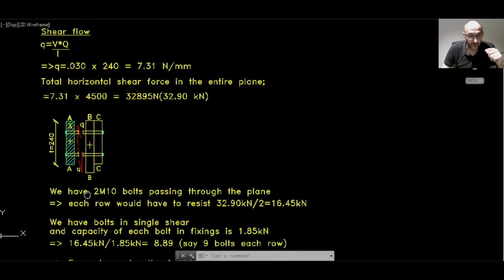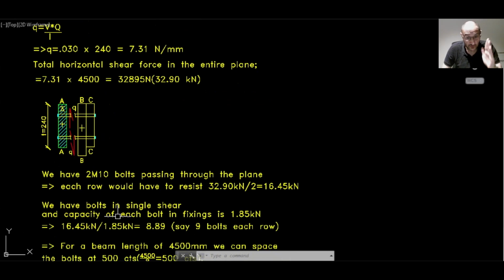Now we have bolts in single shear. In this plane here, the shear flow is into the page, so the bolts will only shear at one location. So we have bolts in single shear, and the capacity of each bolt of the fixings is 1.85 kilonewton. Therefore 16.45 divided by 1.85 will give us about 8.89. So that means we need about 9 bolts in each row.